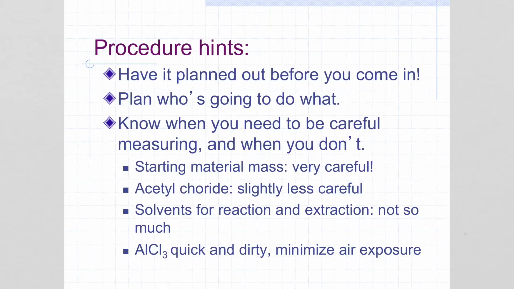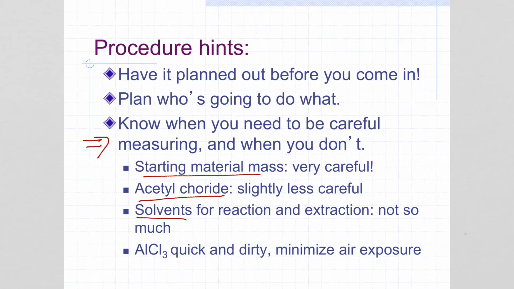Another thing that can help you save time in the organic lab, as I'm sure you are starting to understand, is knowing when you need to be careful measuring and when you don't. For your starting material, the alkyl benzene, you need to be very, very careful measuring that because it's going to determine the theoretical yield. So you measure that carefully on the balance. Acetyl chloride is present in excess, so you're going to measure that with a graduated cylinder. You need about, I think it's 3.2 milliliters, but I'm not sure, but you'll be able to calculate that. So you don't have to worry about that quite as much.